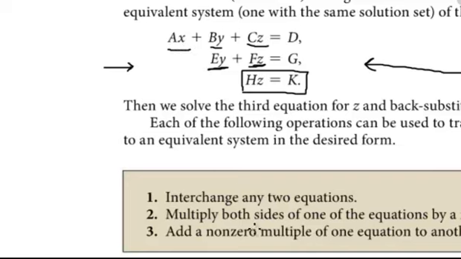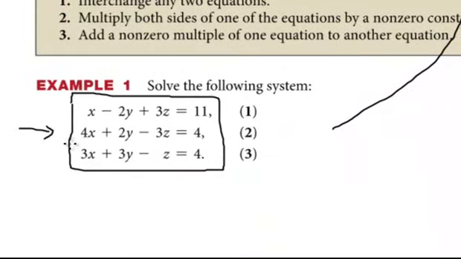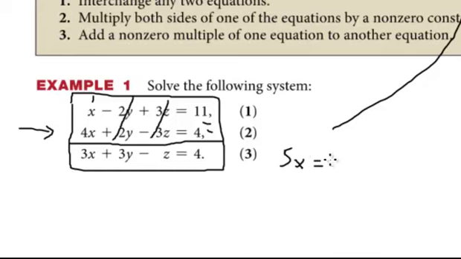Now then, elimination by addition. How to solve these? If I look at the first two equations, I can see that if I add these two equations together, the y's will go negative 2y, positive 2y. The z's will go positive 3z, negative 3z. If I add the x's, 1x and 4x is 5x. If I add the integers on the right, 11 and 4 is 15.